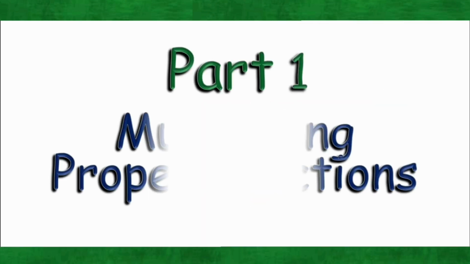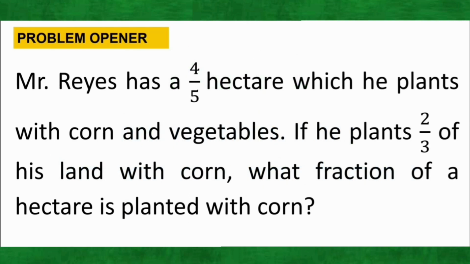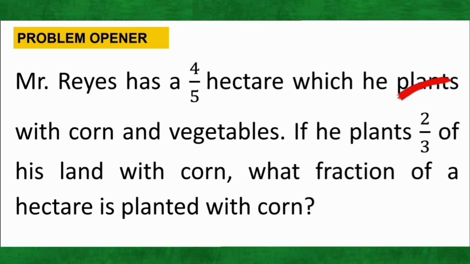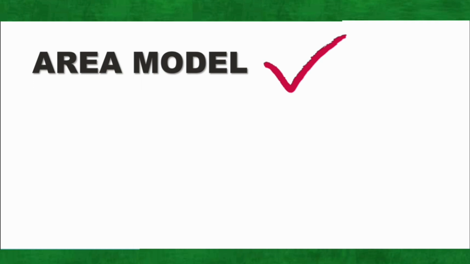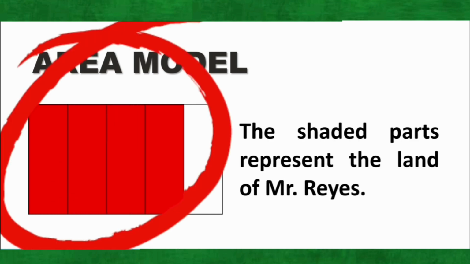Moving on, let's have multiplying proper fractions. Now let us have this problem opener. Mr. Reyes has a 4/5 hectare which he plants with corn and vegetables. If he plants 2/3 of his land with corn, what fraction of a hectare is planted with corn? Let us use an area model to solve this problem. If the rectangle represents 1 hectare, the shaded parts represent the land of Mr. Reyes.